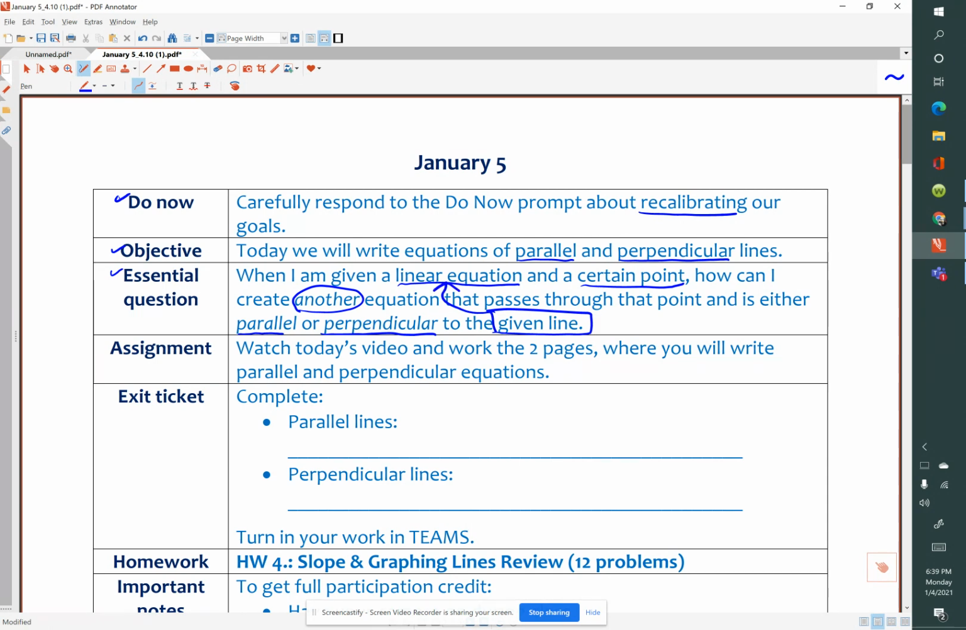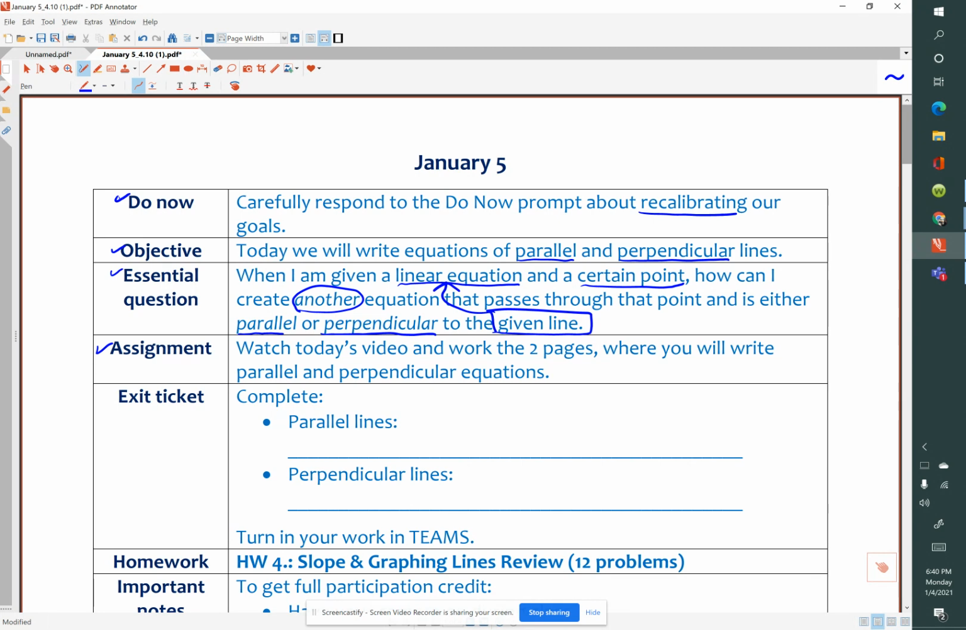This is a highly tested area in algebra on the PSAT, SAT, maybe high school entrance exams. You'll see these kinds of questions are very common. So we're going to watch the video and we're going to work these 2 pages. It's a total of 12 problems, but they are a little tricky. So be very careful.